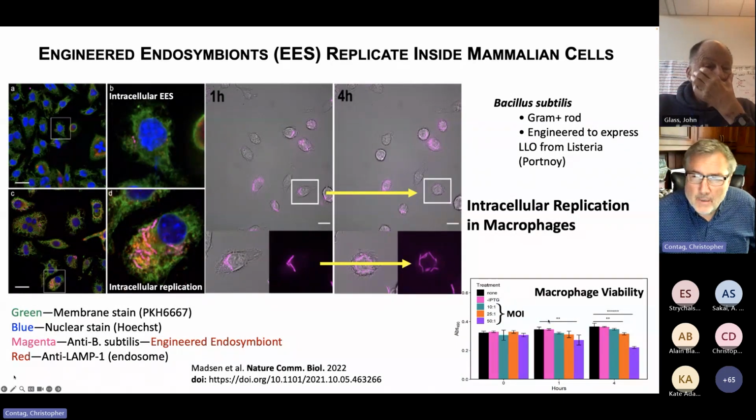We call this multiplicity of infection, but it's not really an infection because these are non-pathogenic organisms, so it's really multiplicity of endofection, and ratios of 10 bacteria to 1 macrophage, or 25 to 1, or 50 to 1, gave reasonably good viability, and we could get the bacteria and macrophages in co-culture to survive for 24 to 48 hours.